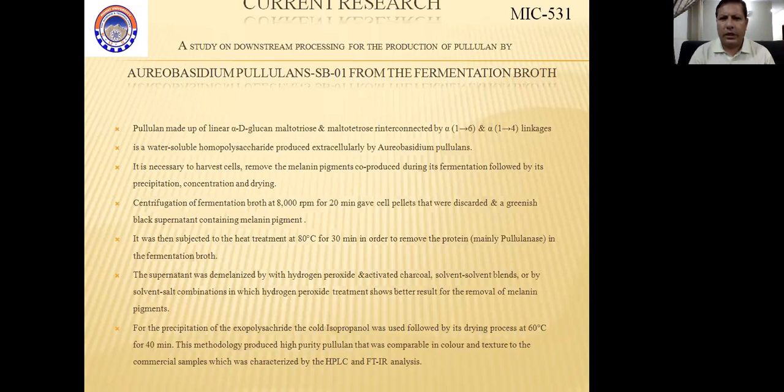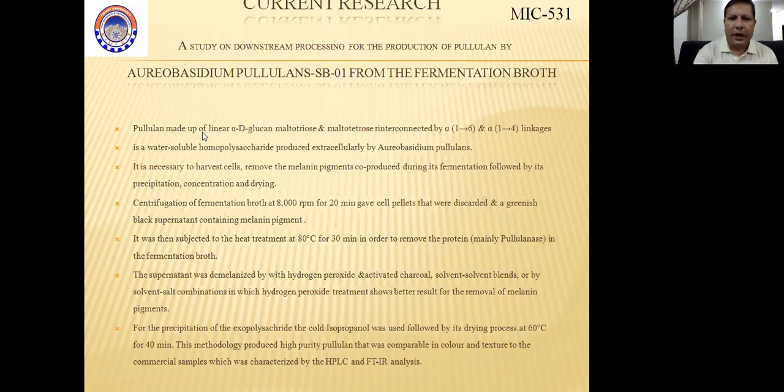Maltose and maltotetraose connected by alpha-1,6 and alpha-1,4 linkage is a water soluble homopolysaccharide produced extracellularly by Aureobasidium pullulans. So this is the first point we have to see.